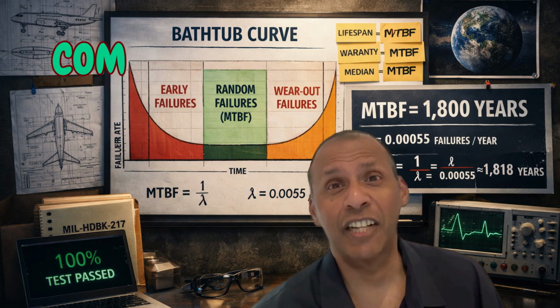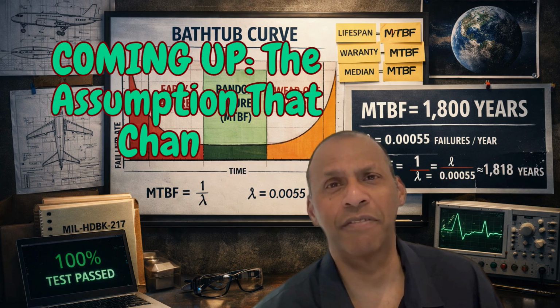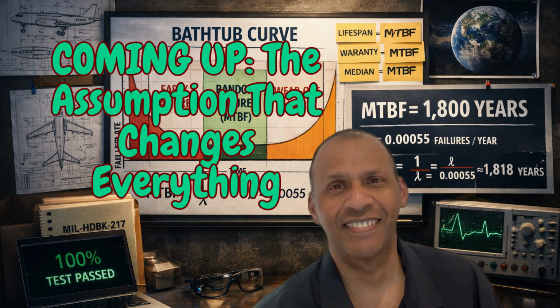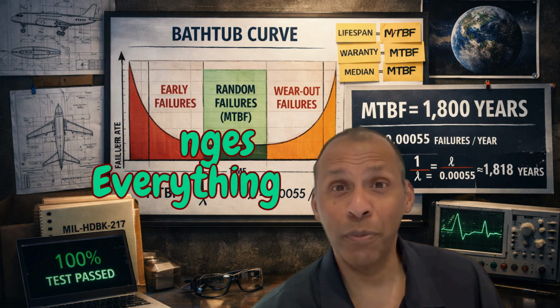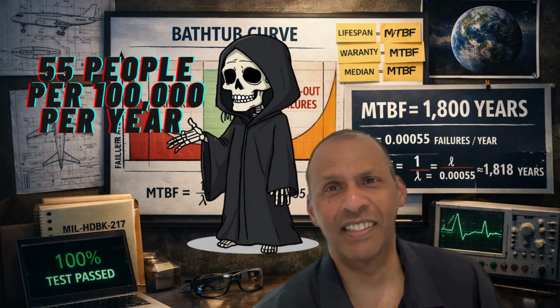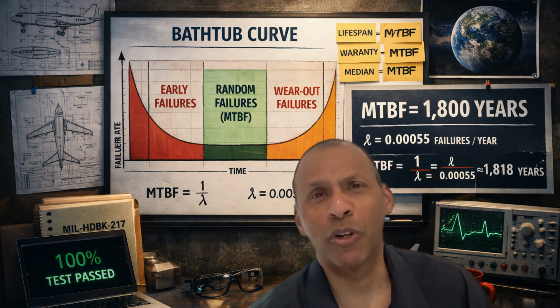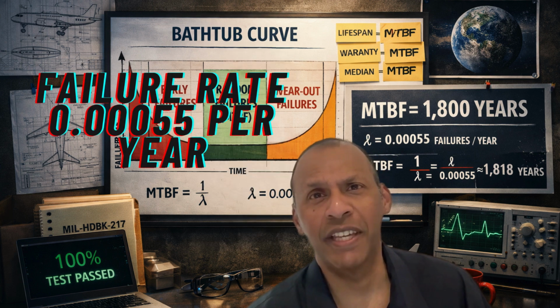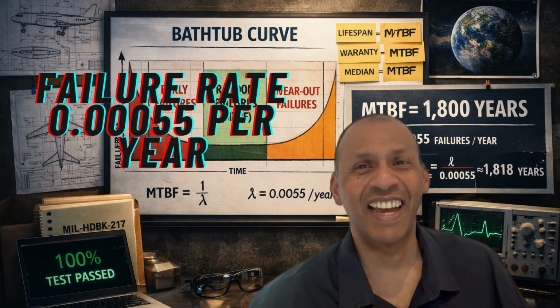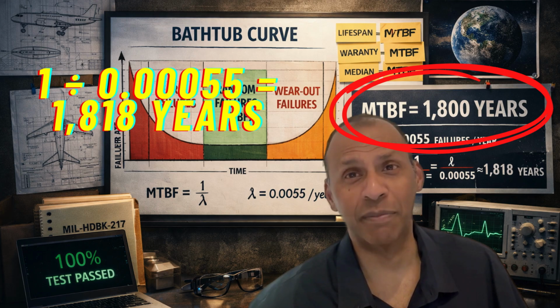And in a second, I'll show you the one assumption that quietly removes most failures from the MTBF equation. Globally, about 55 people per 100,000 die from accidents and violence. That's what engineers would call random failures. That failure rate is about 0.00055 per year, and MTBF is the inverse of that. And that's where the 1,800-year MTBF of a human comes from.